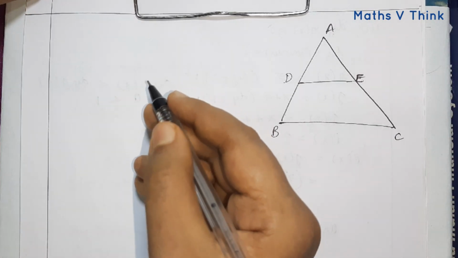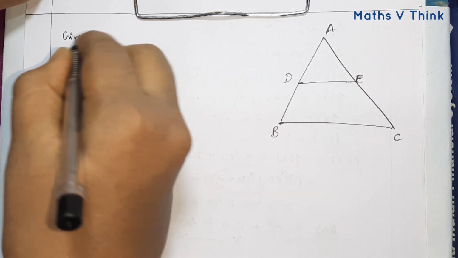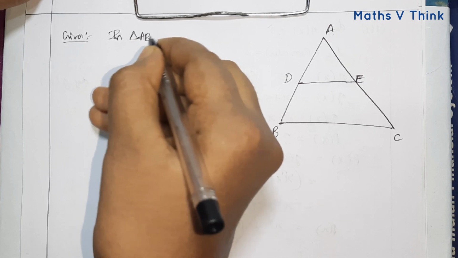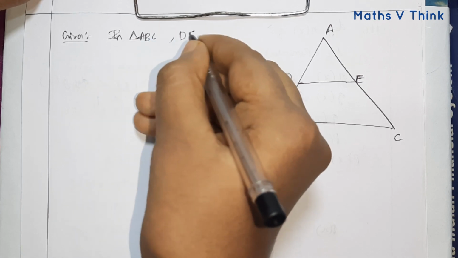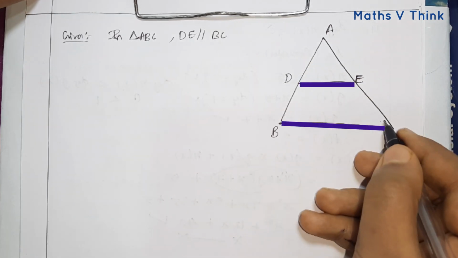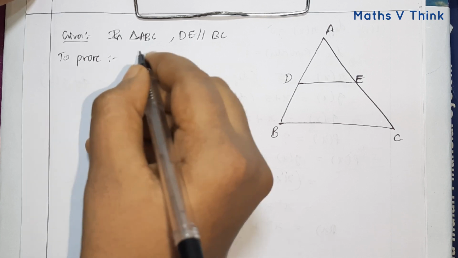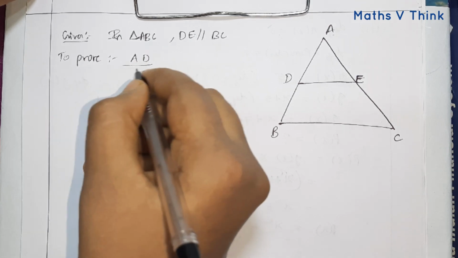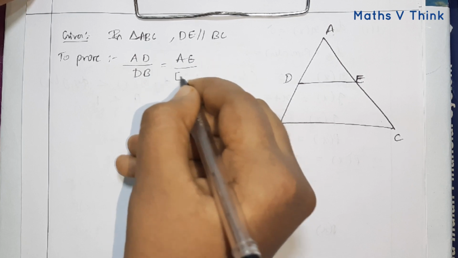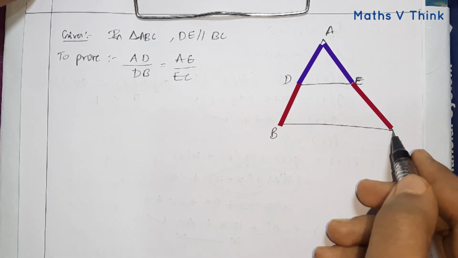Now we'll start with the derivation. So we'll write given: in triangle ABC, DE is parallel to BC. DE is parallel to BC is given. To prove: AD by DB is equal to AE by EC.